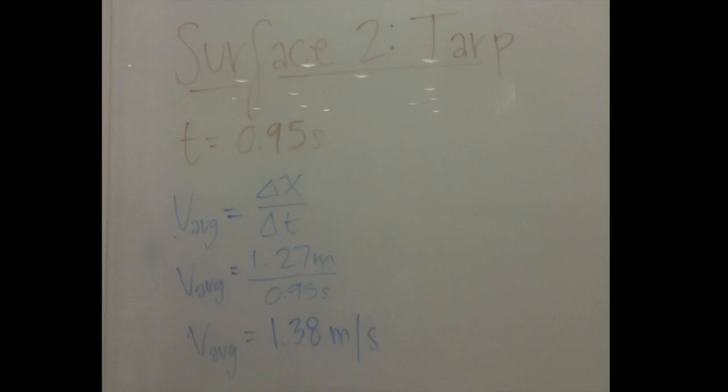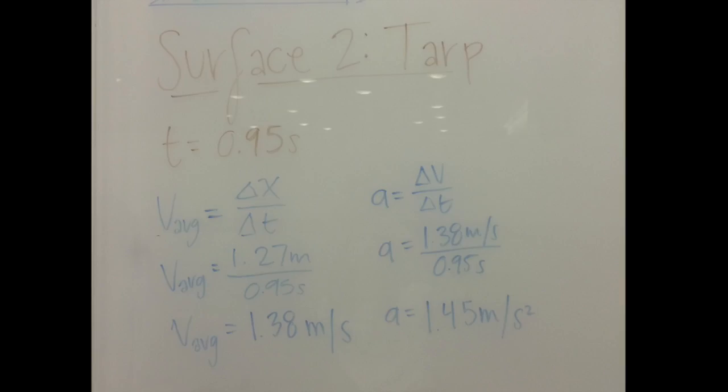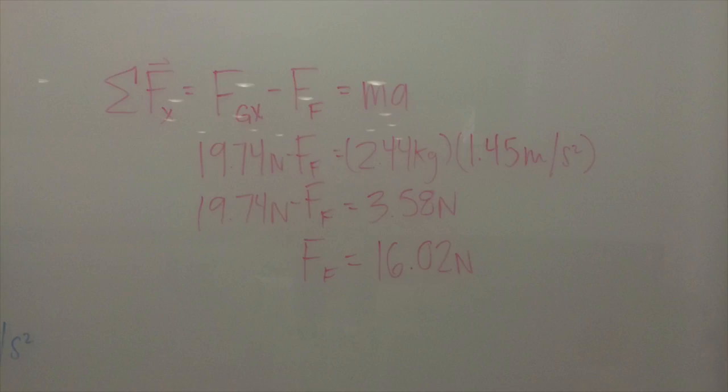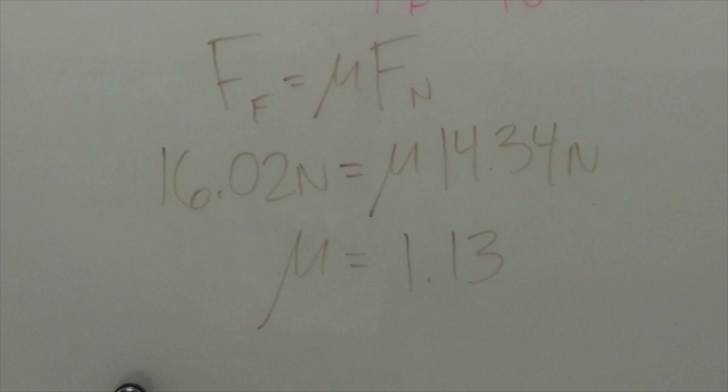The second surface was a tarp. The change in time was 0.95 seconds, so the average velocity was 1.38 meters per second and the acceleration was 1.45 meters per second squared. This gives us a force of friction of 16.02 newtons and a coefficient of friction of 1.13.